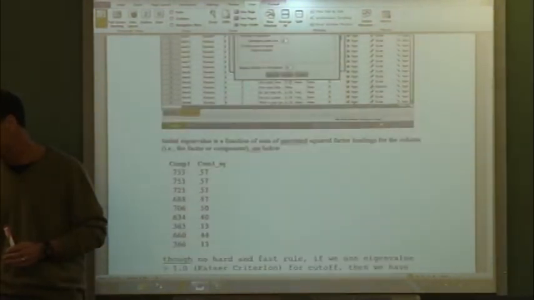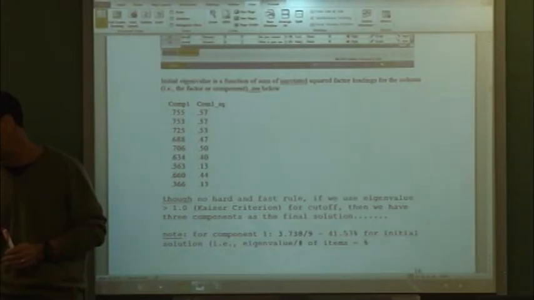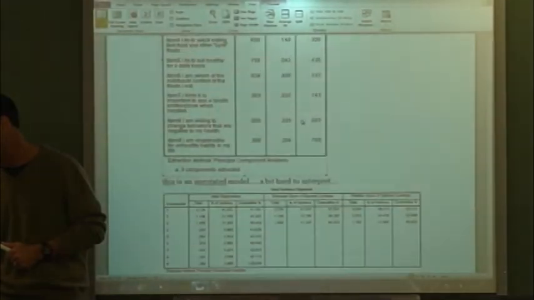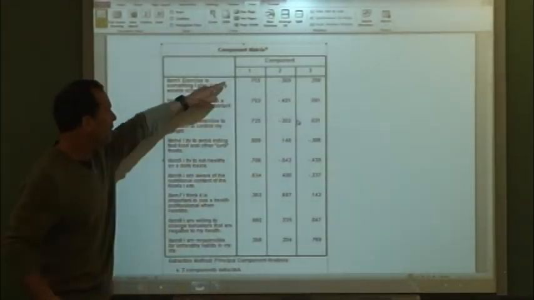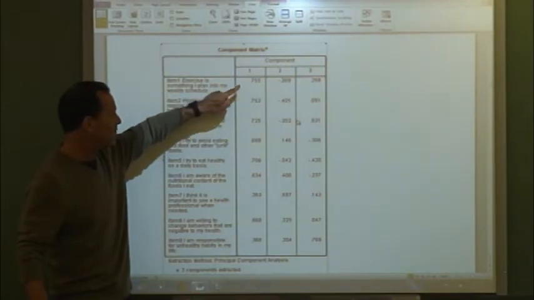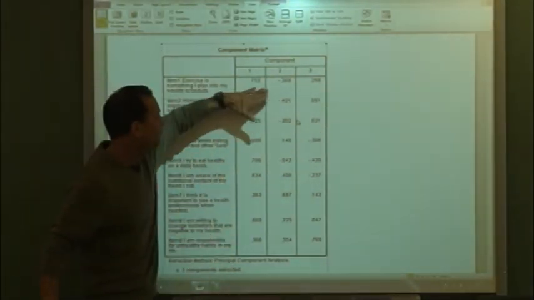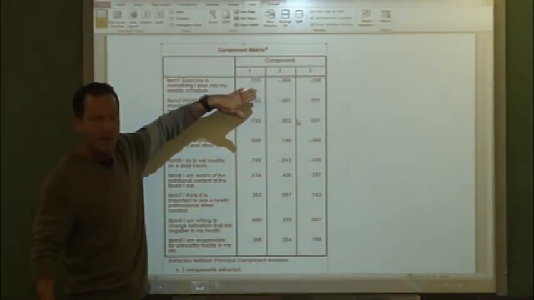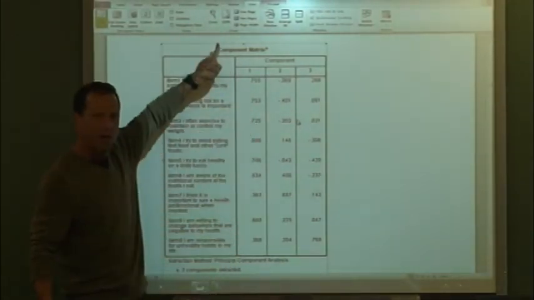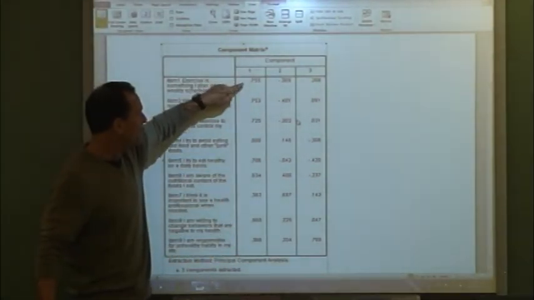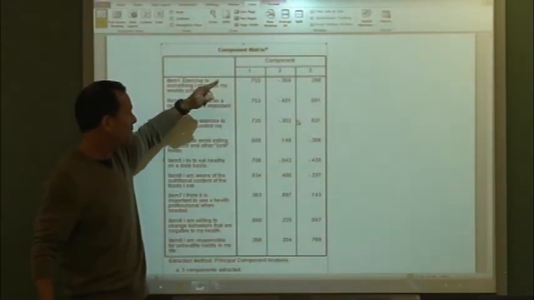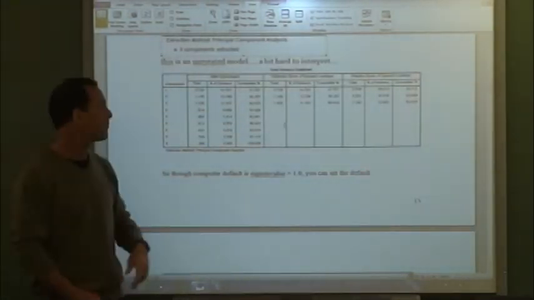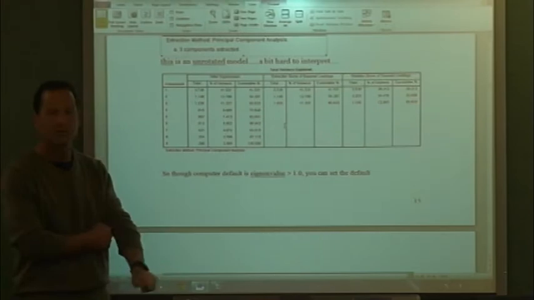So now, initial eigenvalue is a function of the sum of unrotated squared factor loadings for the column. In other words, everybody, I bet you if you added all these up, 0.755 squared plus 0.753 squared, went down the column. Commonality is focused on what, everybody? The row, the item. This focuses on the component. And I bet you if I did 0.755 squared plus 0.753 squared plus 0.725, et cetera, et cetera, et cetera, guess what you're going to get? A 3.738. There's your eigen.